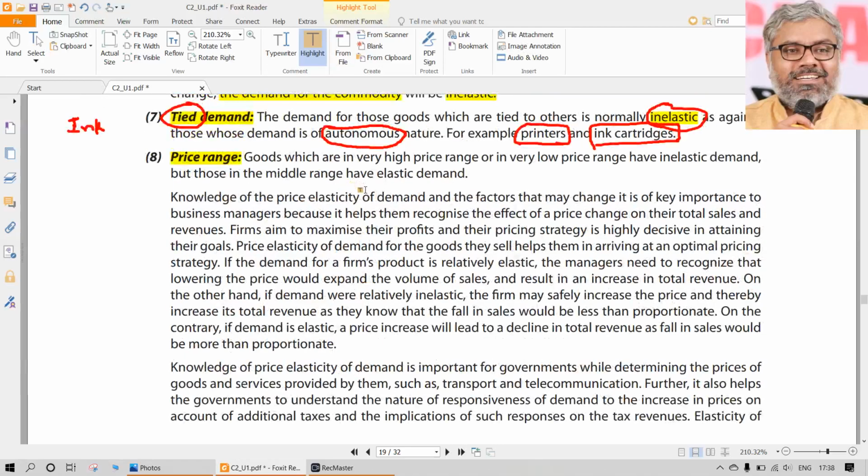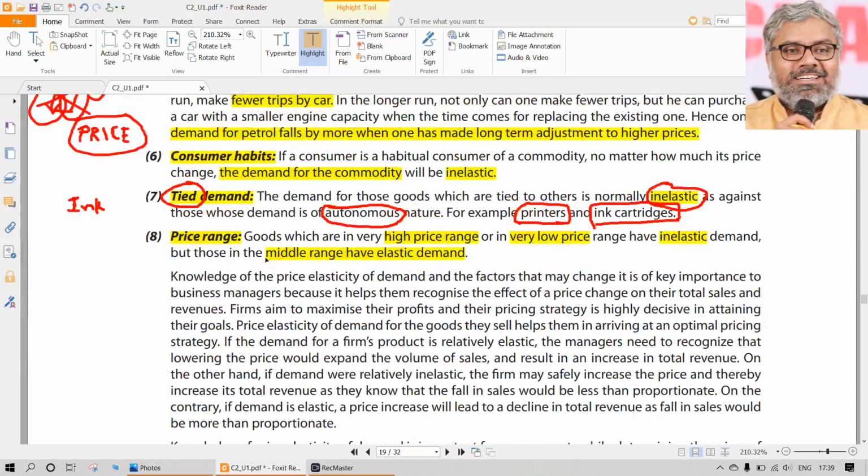Then another point, once again, is the price range. That also will generally be there. Like, high price range commodities. Will they be elastic or not? Generally, very high price and very low price, these two will be inelastic. So somewhere in the middle range, they will have the elastic demand. That is the essence of this.